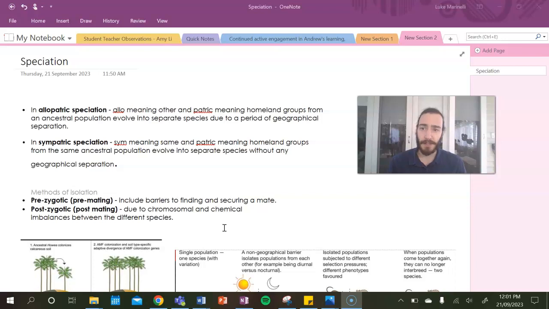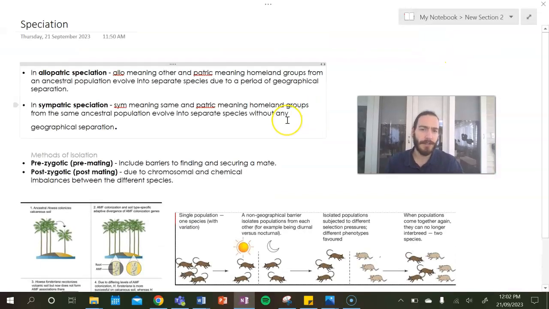This one's about speciation and particularly about sympatric speciation, as that sounds like the one that people have had some issues with. So hopefully this should clarify it somewhat. I know there were a few misconceptions about it during the SAC, so let's get straight into it.